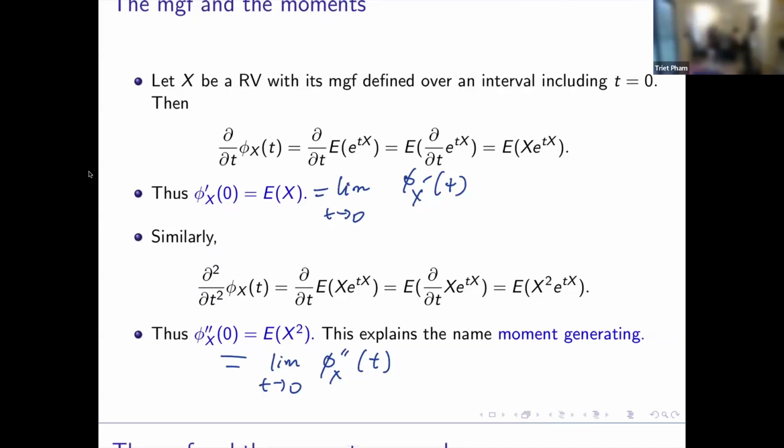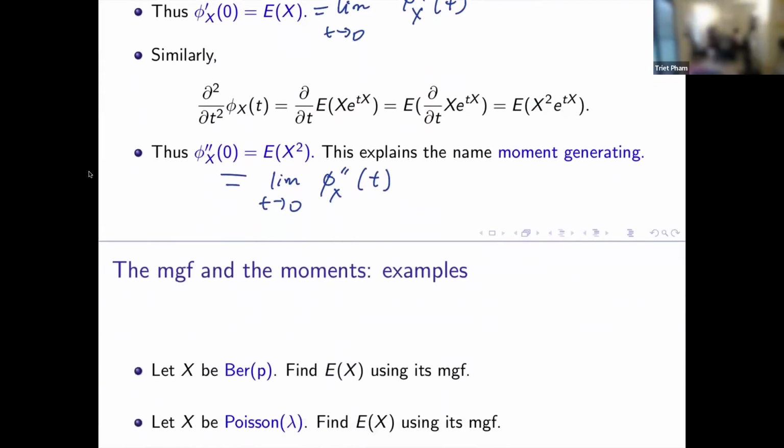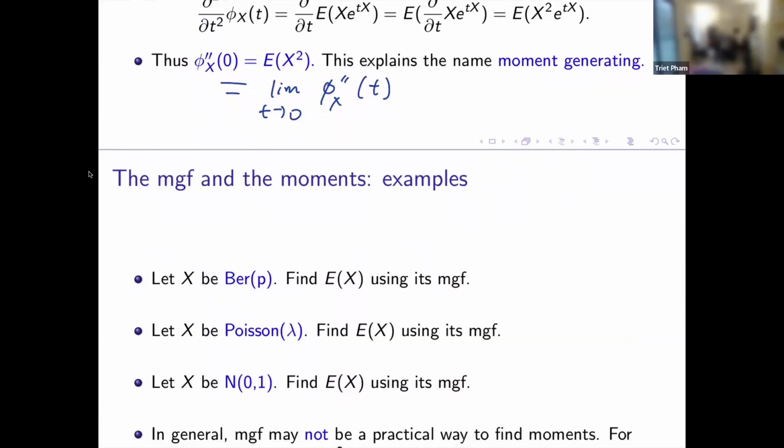Now, the examples we'll go through, with the Poisson and the normals, you don't have to take a limit. You can just plug in value 0 directly. But this is just to let you know that in general, plugging in 0 may not be feasible. In that case, you take the limit as t goes to 0 of the derivative of the moment-generating function. All right, any question? Okay.